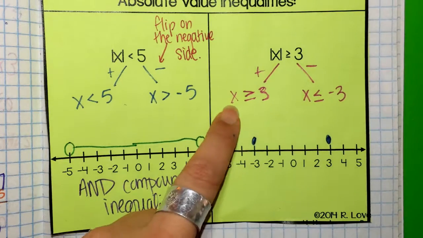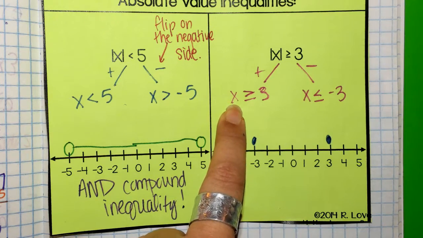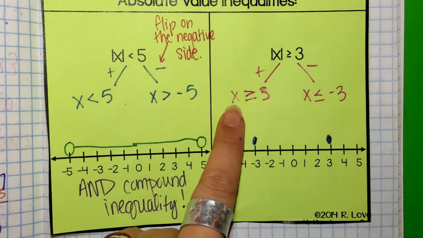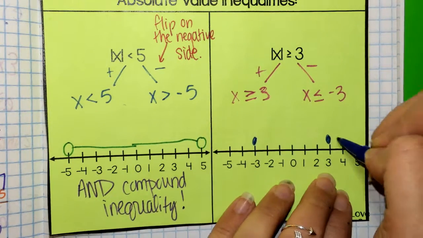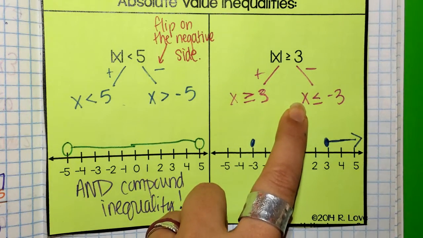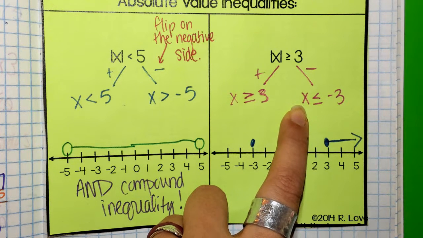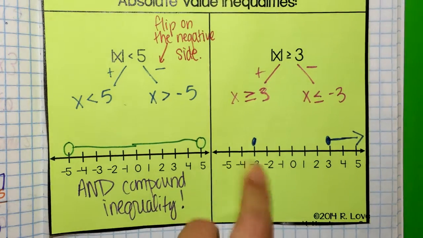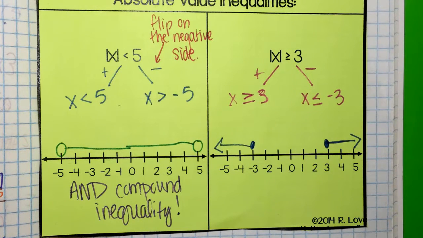So read this inequality right here to me. Reggie? X is greater than or equal to 3. So on this one, are we going to shade to the left or to the right? To the right. So everybody go to your 3 and shade to the right. Read this inequality to me. Less than or equal to negative 3. So are we going to shade to the left or to the right? Is that an and or an or? It's an or. Look at that.